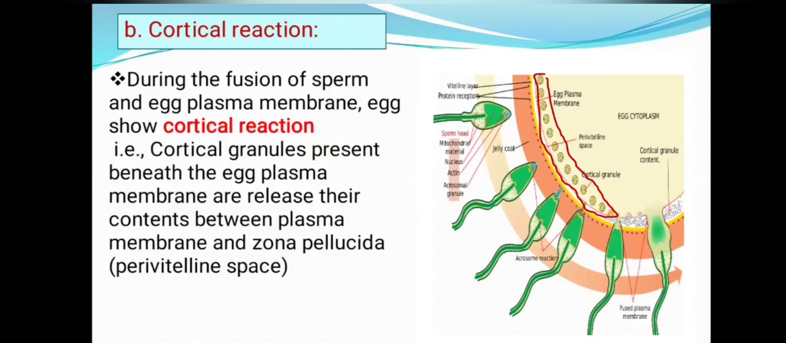You can see here the cortical granules present beneath the egg plasma membrane. These cortical granules release their contents between the plasma membrane and the zona pellucida. So the inner membrane is the plasma membrane, and next to the plasma membrane is the zona pellucida. In between these two membranes there is a space called the perivitelline space. Now these cortical granules release their contents into the perivitelline space, that is between the plasma membrane and the zona pellucida.